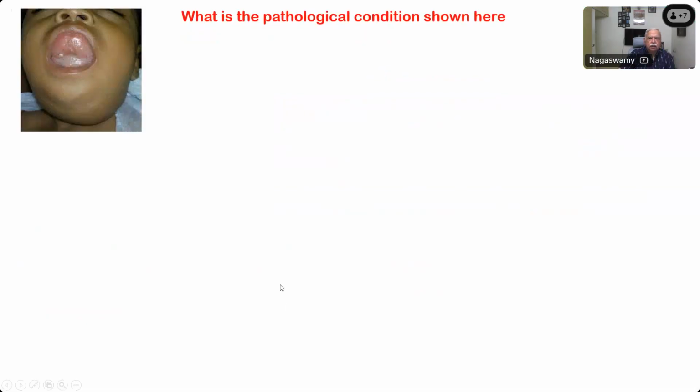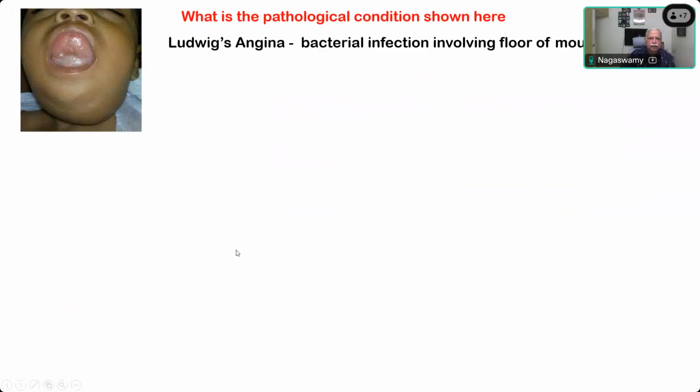What is the pathological condition shown here? Ludwig's angina, very good. A bacterial infection involving the floor of the mouth and neck. You can see the swelling here. What are the causes of this condition?